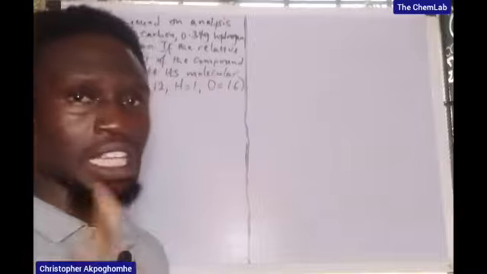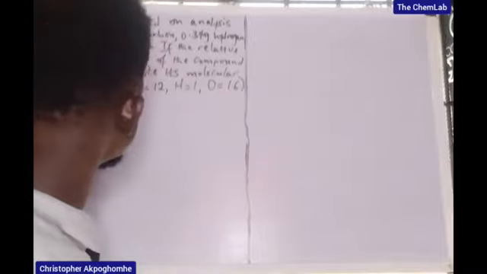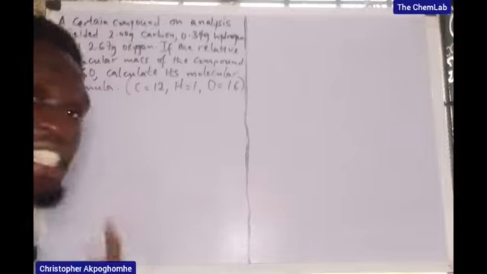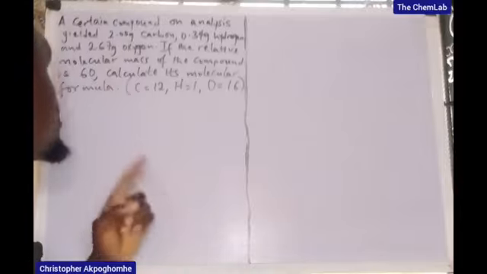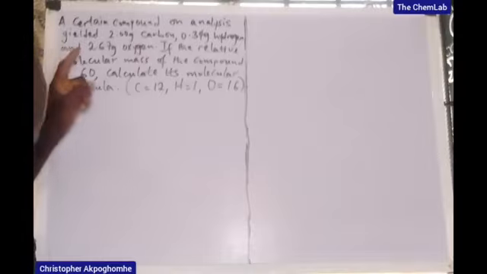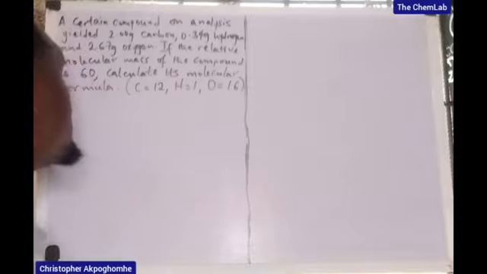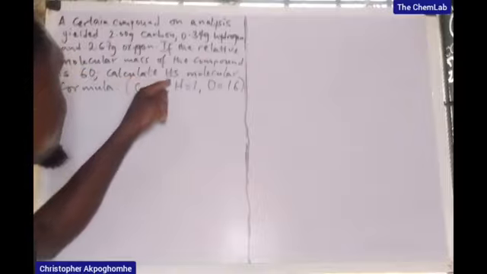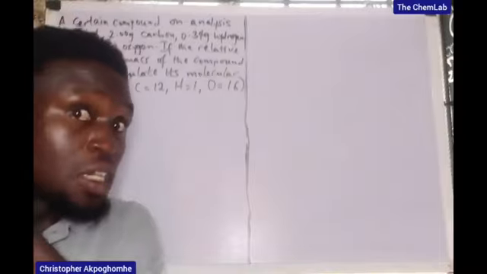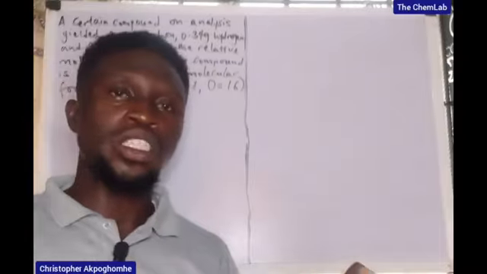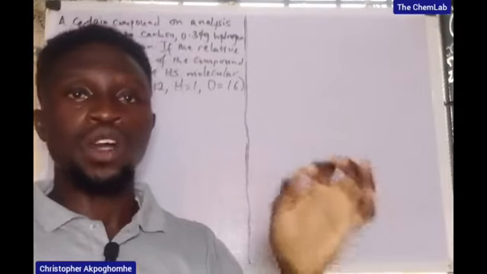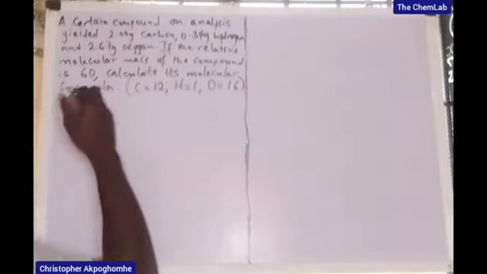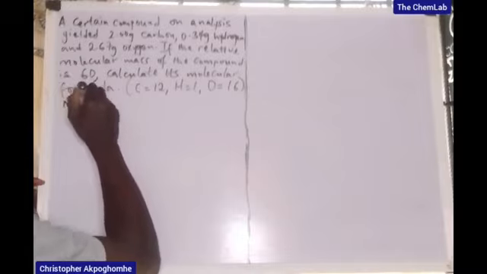Now, there's a way to derive the empirical formula of a compound. Let's look at this example on the board. It says a certain compound on analysis yielded 2 gram carbon, 0.34 gram hydrogen, and 2.67 gram oxygen. If the relative molecular mass of the compound is 60, calculate its molecular formula. You cannot calculate the molecular formula if you have not calculated the empirical formula.